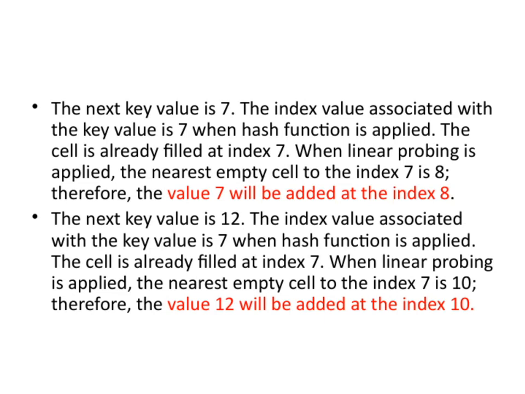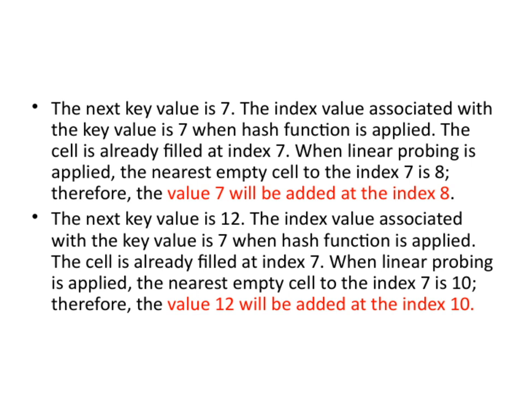Now let's look at the next key value, which is 7. When we apply our hash function, the index associated with this key is 7. However, as you can see, the cell at index 7 is already filled. So to resolve this, we use linear probing. That means we look for the next available empty cell. In this case, the nearest empty cell is at index 8, so we add the key 7 there.